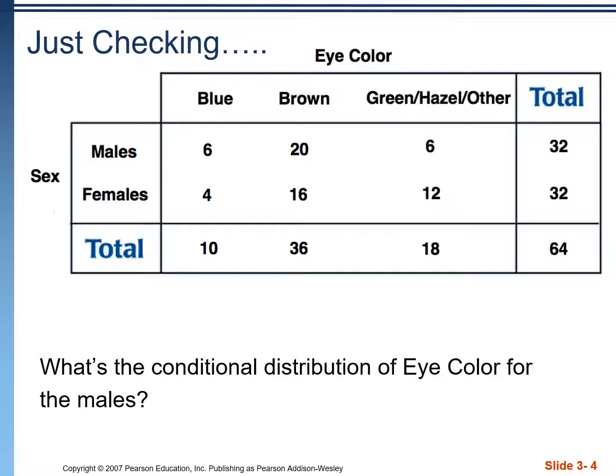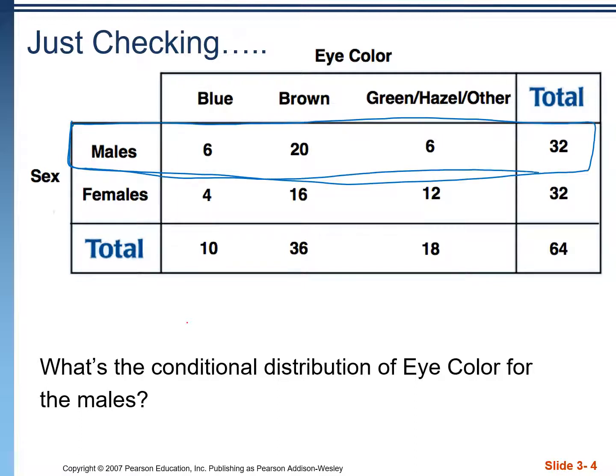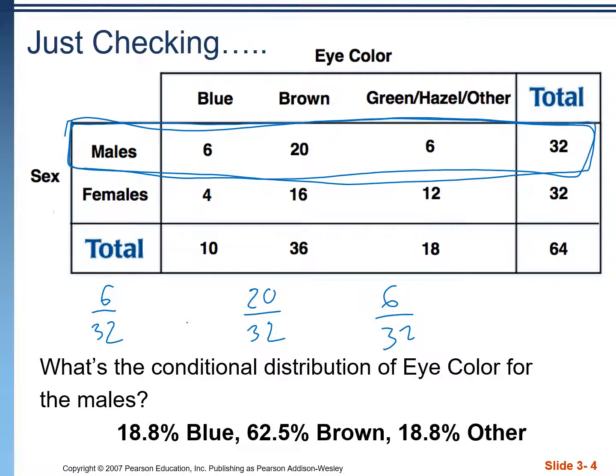What's the conditional distribution of eye color for the males? In the conditional distribution, it's giving us some kind of condition. So in this case, the condition is that we only want to look at the male students. So instead of looking at all 64 students, we're only looking at the 32 male students. And then we do the same thing we did in the last problem. 6 over 32, 20 over 32, 6 over 32. Switch them to percentages, and that's our conditional distribution.